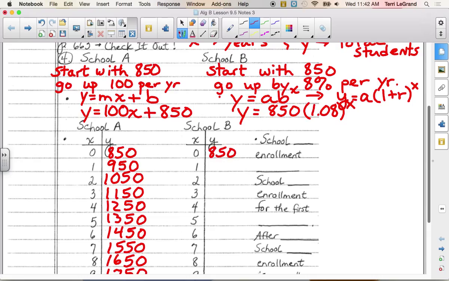Okay, now we're going to put 1 in for x into our equation. So 1.08 to the first power times 850, rounded to the nearest person. And 918. Yep. And I should probably just have mine up too so we can make sure. That's not what you got?